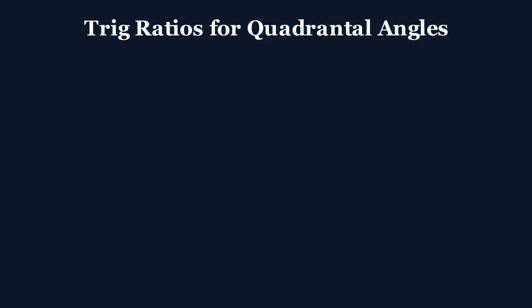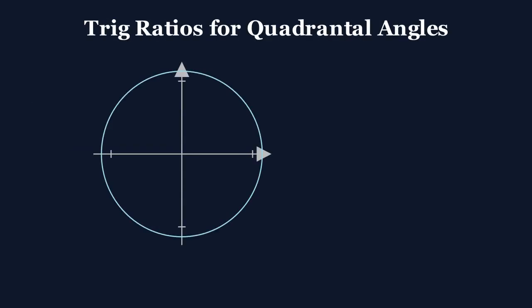Quadrantal angles land directly on an axis: 0, 90, 180, 270, and 360 degrees. For these angles, use the unit circle coordinates. At 0 degrees the point is 1, 0. At 90 degrees it is 0, 1. At 180 degrees it is negative 1, 0. At 270 degrees it is 0, negative 1. At 360 degrees it is back to 1, 0.